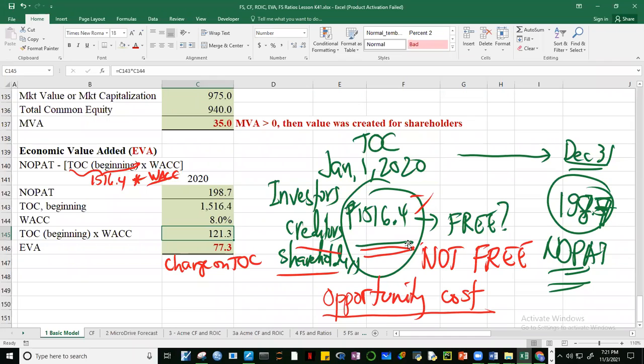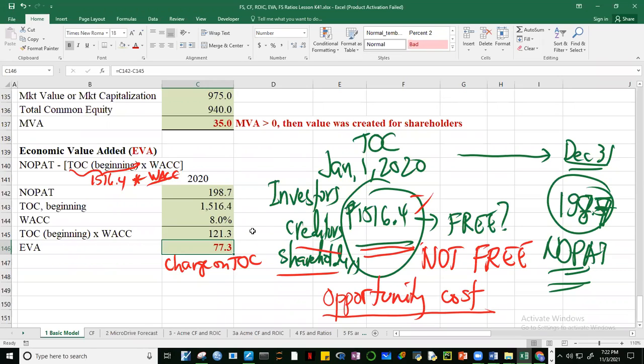Why is that so? The 1516.4 beginning capital is not free, so we're going to charge management for the use of capital, and it turns out to be 121.3. And if we compare the operating profit generated to the charge on the capital, it's 77.3, it's positive. So if EVA is greater than 0, then value was created. That's our conclusion here. Since EVA was positive, 77.3, the management was able to create value.